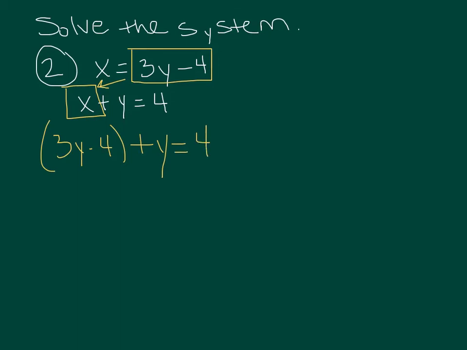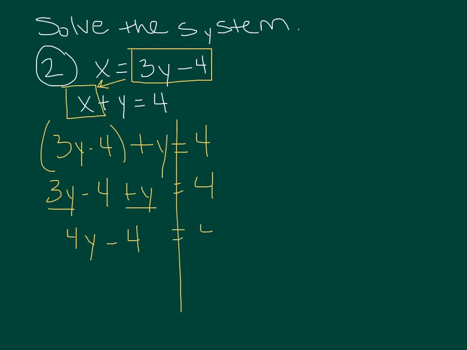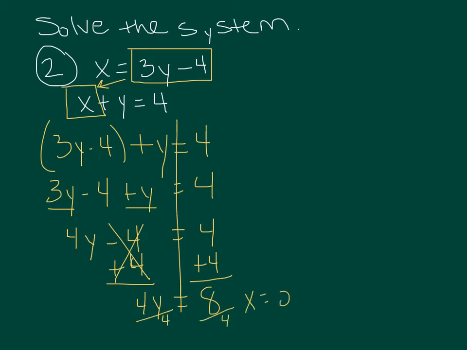Now what you look for is, is there something outside your parentheses? No, there's not. So it's just 3y minus 4 plus y equals 4. I'm going to put my line down the middle. Now if you look, I have a 3y and a plus y on the same side. Since they're on the same side of the equal sign, I just put them together. So 3y plus y is actually 4y minus 4 equals 4. Let's move that 4 to the other side by adding it since it was minus. So you get 4y equals 8. Divide by 4. And y equals 2.